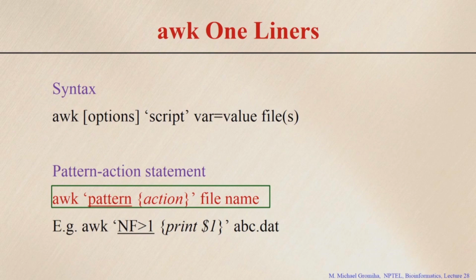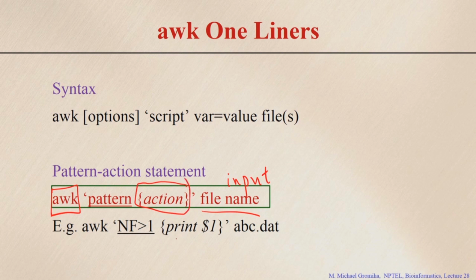How does the awk program work? It is a kind of pattern-action statement. This is the awk syntax: you can give some options, and a script, or a variable equal to a value, and the files. This is the pattern for writing the syntax. First you write awk, the program name, and you need the input file name. Here is your input file name, and here the action means what you have to do.